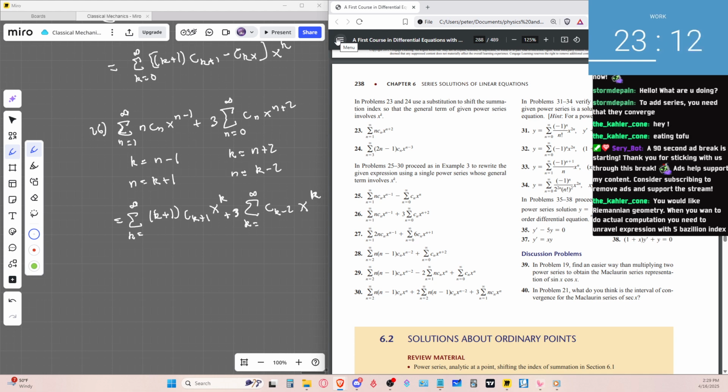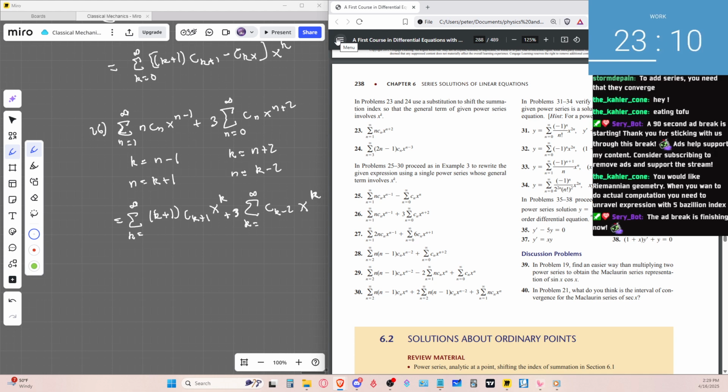You would like Riemannian geometry. When you want to do actual computation, you need to unravel the expression with Brazilian index. What's that? What's a Brazilian index? Is that a special index for certain summations?